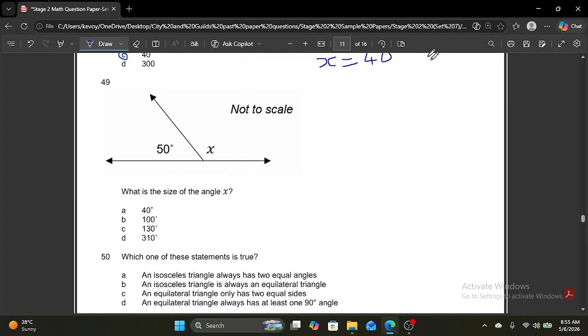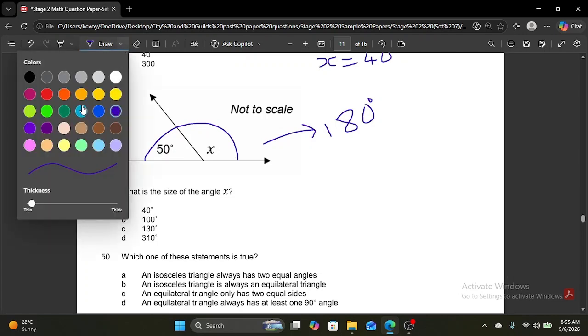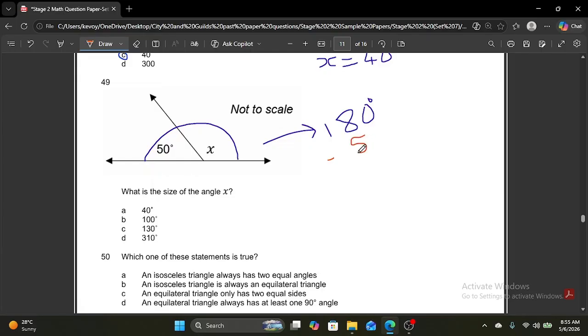Alright, so 49. So here we have a straight line completely. A straight line measures up to 180 degrees. So they cut the straight line into two parts. If one part is 50, what's the other part if both parts should equal 180? Well, all we have to do is just subtract. So let's change the color. So let's subtract 50 from 180.